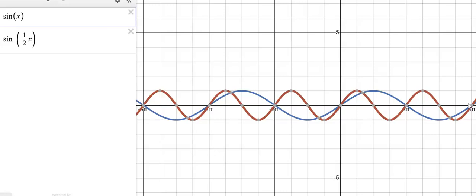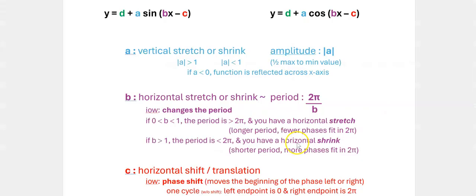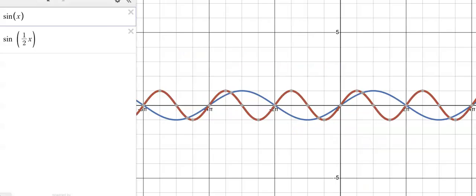It puts fewer cycles in the original period. This is how I phrase it. It's a longer period. It takes longer to get through the whole thing, so there are fewer phases that fit into 2 pi. Down here, do you see where I have it right here? Going back to Desmos, we can see that it takes a whole lot longer for one period to happen when my coefficient of x is smaller than 1, but bigger than 0.